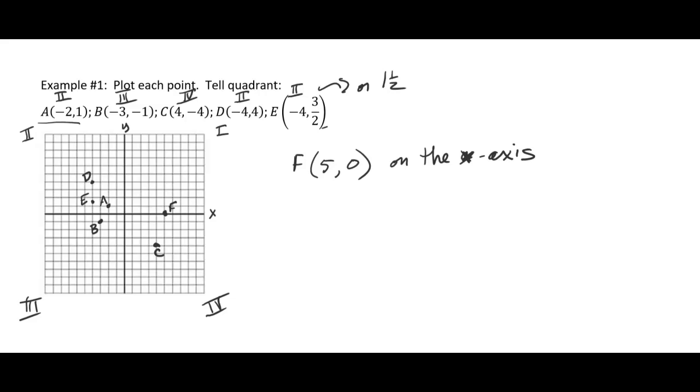And then what if I had point G, and it was (0, -3)? Well, so you wouldn't go right or left. You would just go down 3, and it would be right there. That would be point G. And we would, again, it's not in a quadrant. We would say it lies on, this time, the y-axis. Okay, and that's going to come up, but we'll see them later.